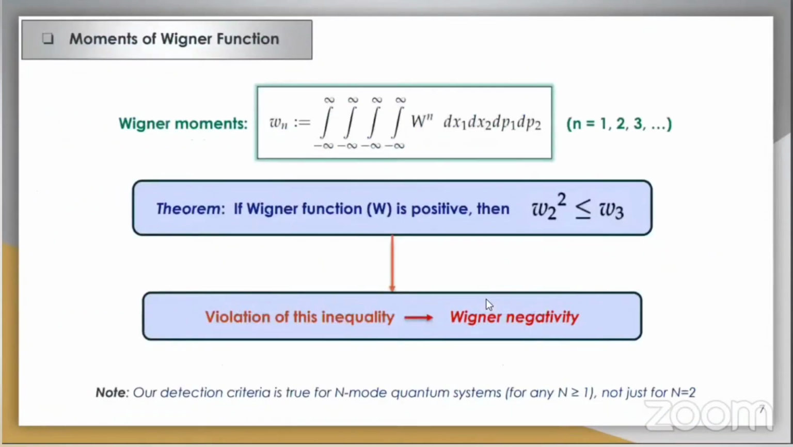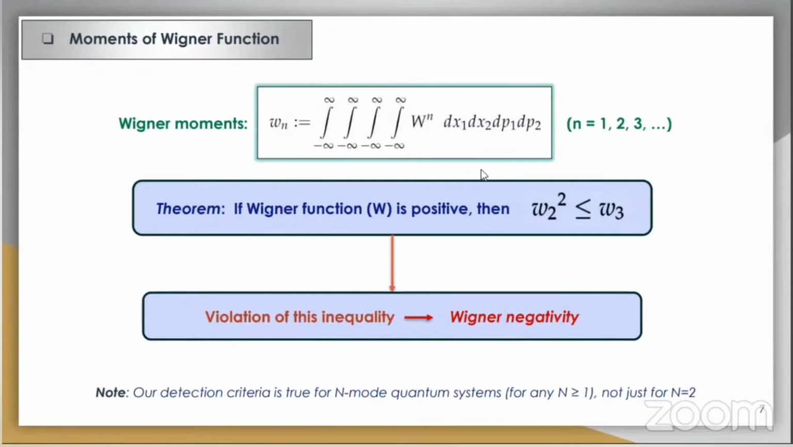Now, to detect Wigner negativity, we introduce the concept of Wigner moments. And this is a very simple concept. We take the nth power of the Wigner function, then we integrate over all the quadratures. And whatever be the number of modes, here we have written it for 2 modes, but that is not necessary.